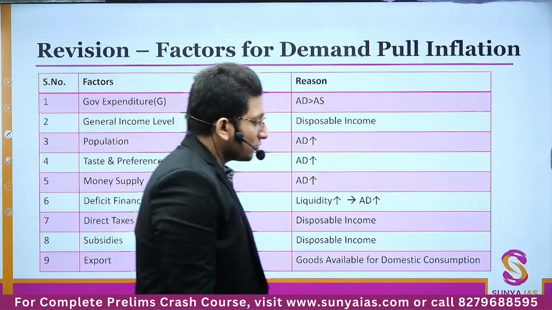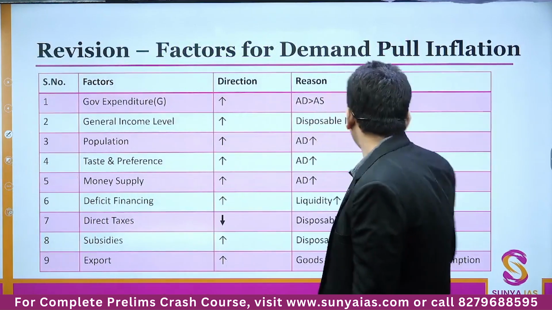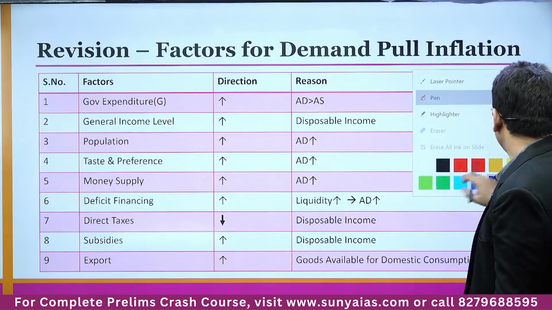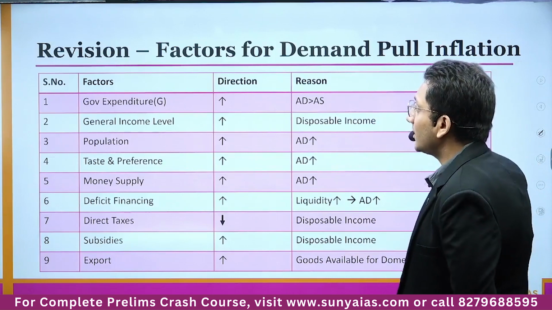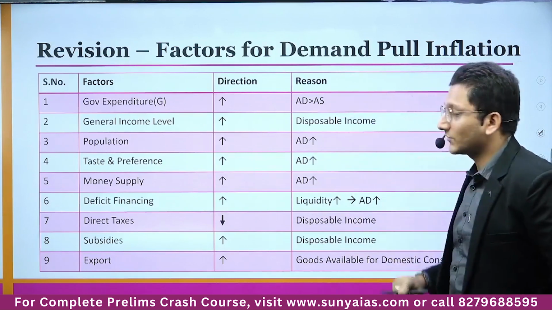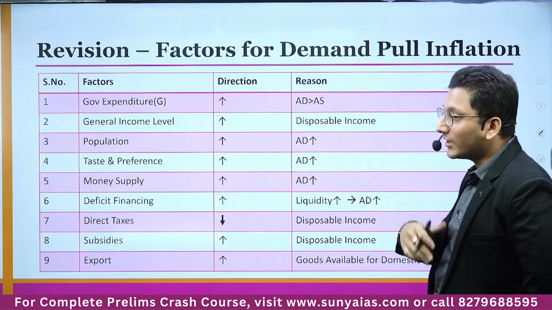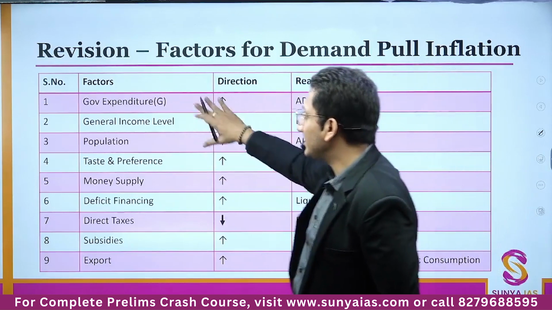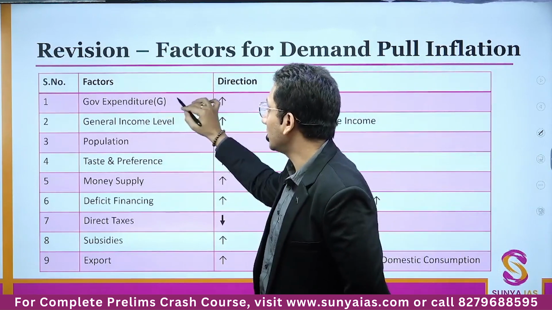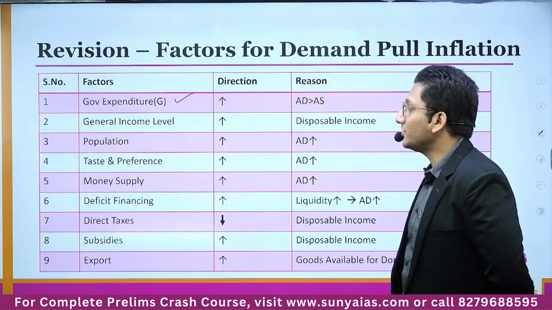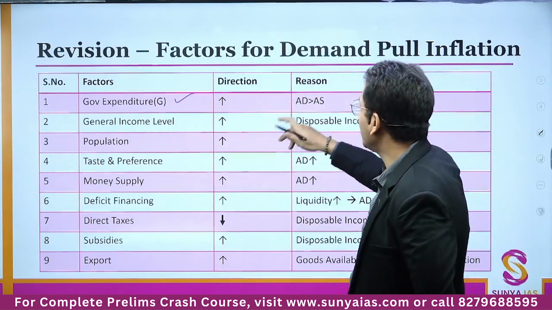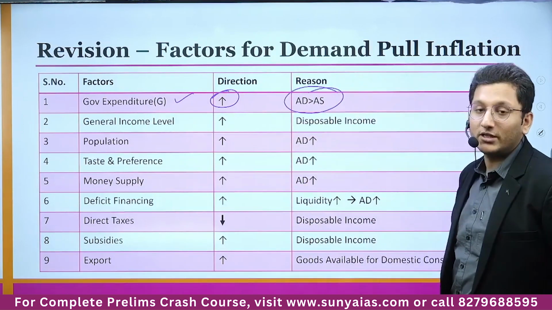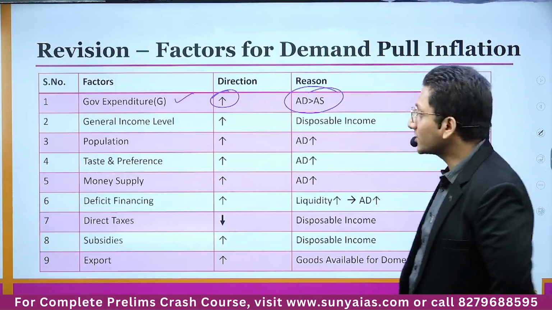ठीक है, चलो अब सब कुछ रिवाइज कर लेते हैं जल्दी, जितना भी अभी तक पढ़ा है. ये बहुत इंपॉर्टेंट है और ये टेबल भी बहुत ज़्यादा इंपॉर्टेंट है ड्यू टू मैनी रीजन्स. See, on this table you are seeing the factors for demand pull inflation. ये demand pull inflation के क्या क्या factors हैं and how they are affecting the aggregate demand and supply. See, the first one, ये सब बाद में देखना, पहले सिर्फ इतना focus करना. ठीक है, if the government expenditure is increasing, direction क्या है, increasing, the inflation is going to increase because the aggregate demand is going to be more than the aggregate supply. That we have seen.